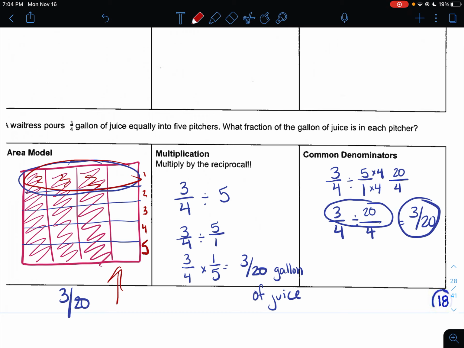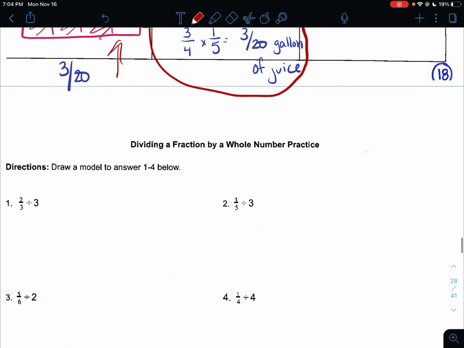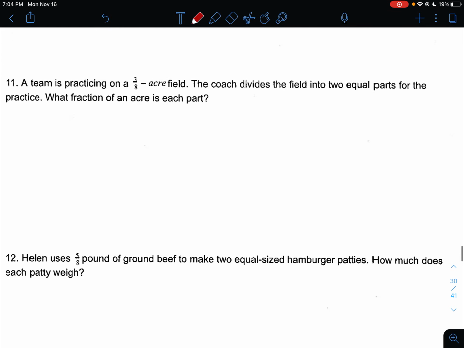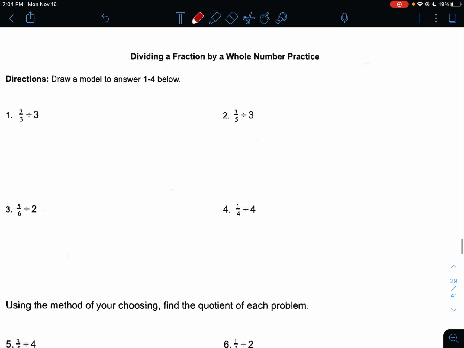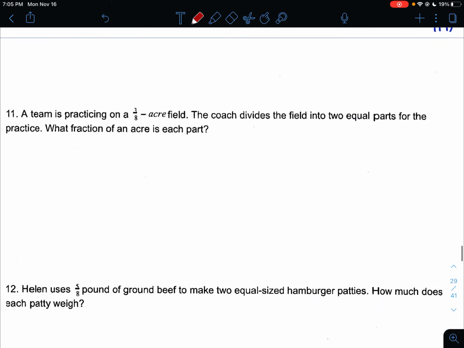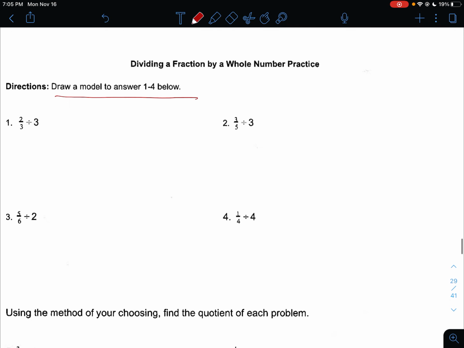Okay? So if you are struggling, if you really don't understand the area model, not a big deal. It's just a visual that's meant to help you out. If you don't understand it, not the end of the world. This is what you really need to take away from the lesson. So you may use that method on all of the practice today. You are on page 19 and 20 today, okay? It is 13 problems. Okay, so the directions say to use a model for 1 through 4. If you really do not understand the model, just do the multiply by the reciprocal, keep, change, flip. Does not matter. I just want you practicing all of these problems, okay?